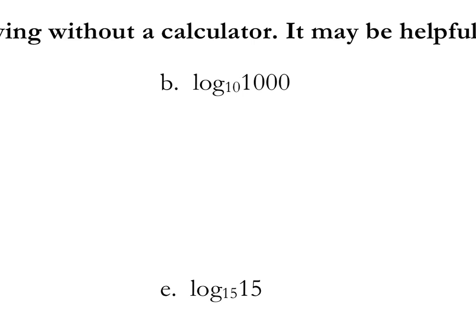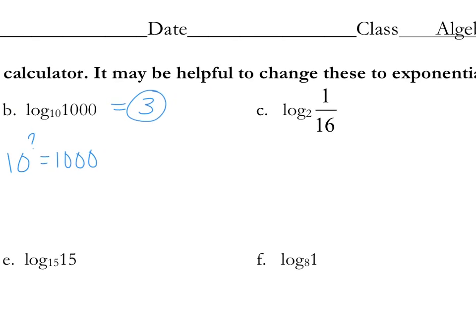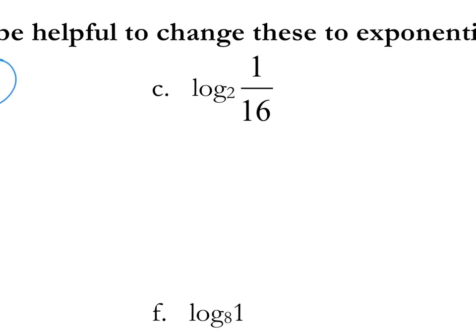Part B asks me 10 to what power equals 1,000? Well, I know 10 squared is 100, and 100 times 10 is 1,000, so this must equal 3. Over here, I'm going to write this as 2 to what power equals 1 over 16. All right, now fractions have shown up to the party, so we're a little bit more complicated. But all that really tells me is that my answer must be negative, because negative exponents create fractions.